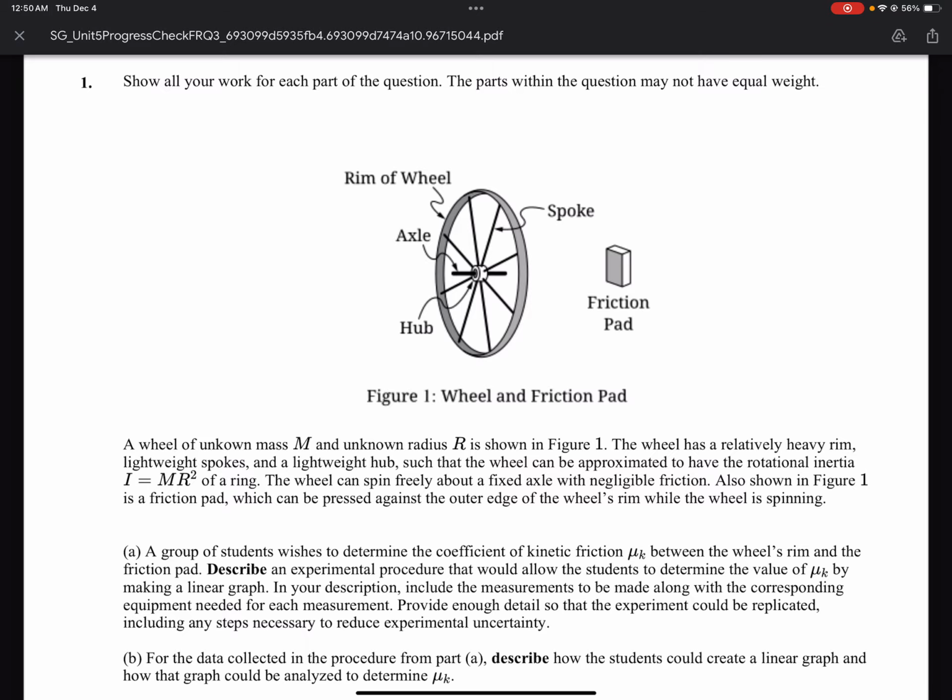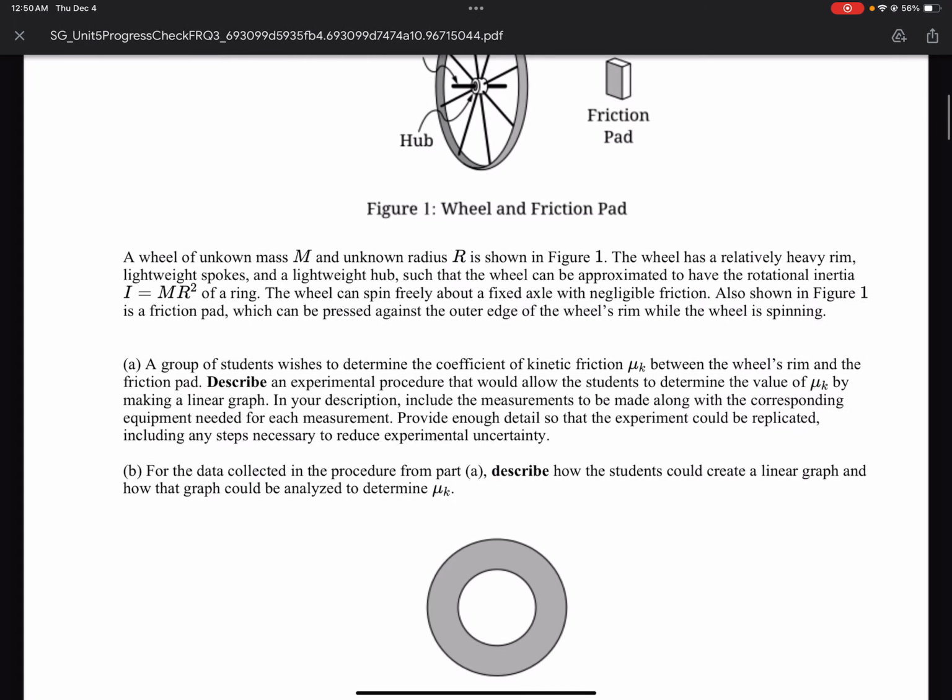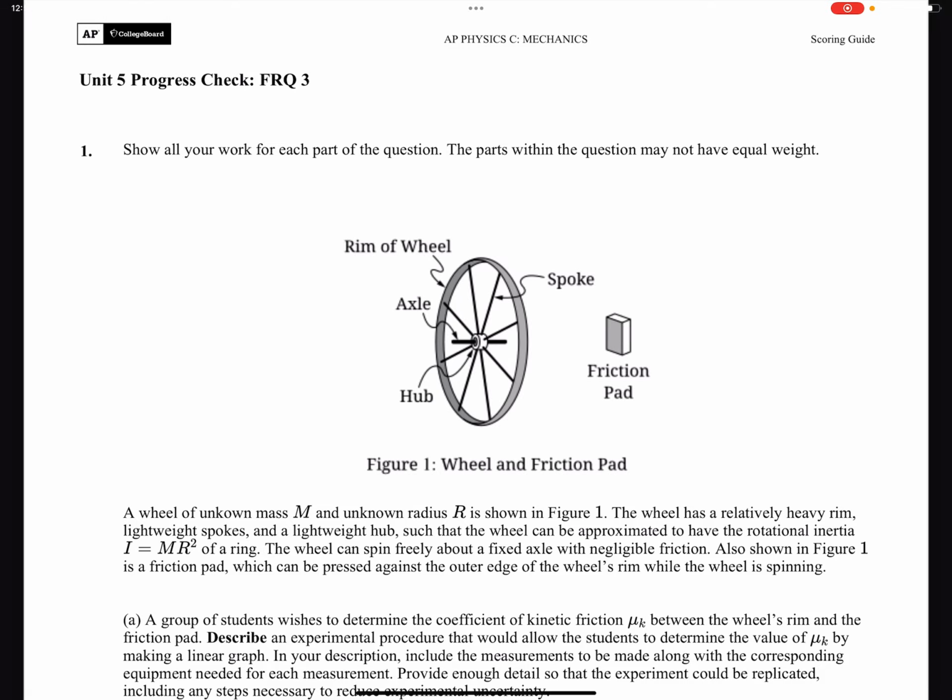So here, if we're trying to solve for mu sub k, we're going to need to measure the amount of friction acting on the wheel. And if we can't do that directly, what we're going to need to do is relate it to the motion of the wheel. So let's say for this experiment, you spin the wheel, you measure how fast the wheel is spinning, you apply the brakes on the wheel, and the wheel is going to slow down to a stop.